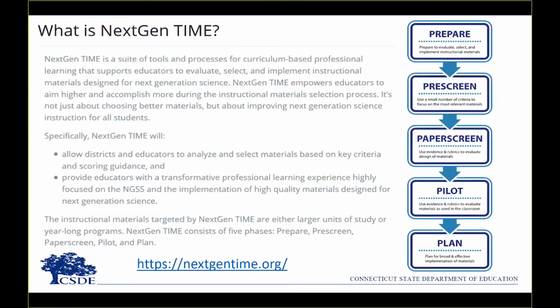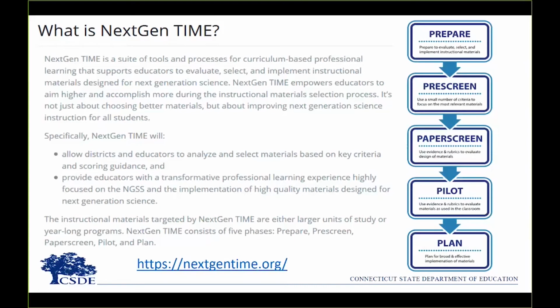There are 5 phases in this process. Number 1, prepare. Districts get together a team and determine if any professional learning is needed. Number 2, prescreen. It is a quick tool. This step helps you to narrow down your choices. Number 3, paper screen. The reviewing team really digs into each material looking for evidence of strengths and weaknesses.